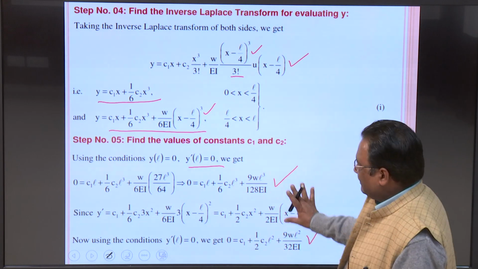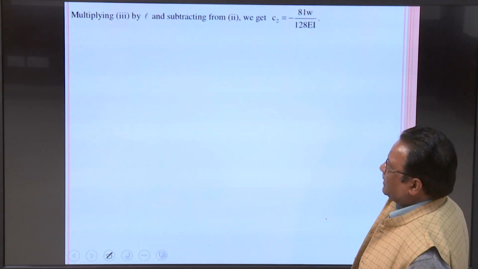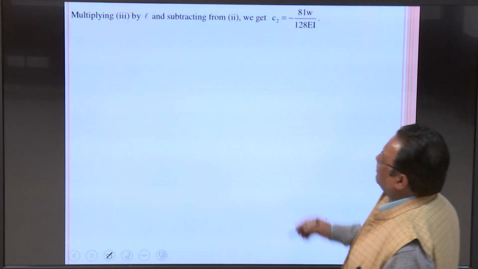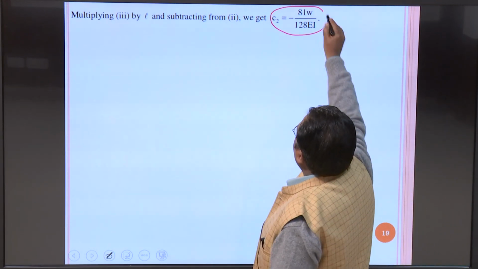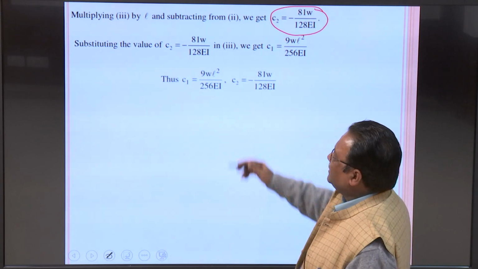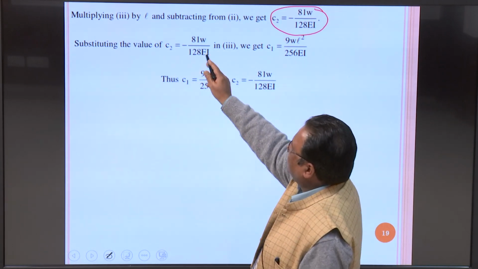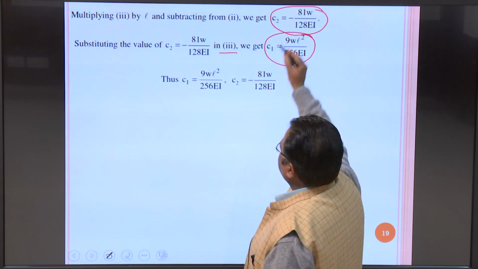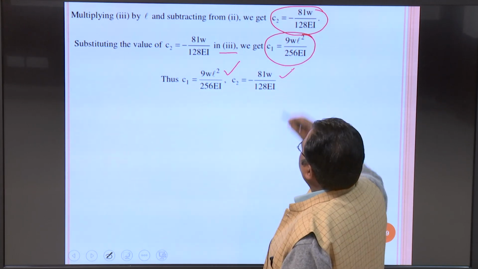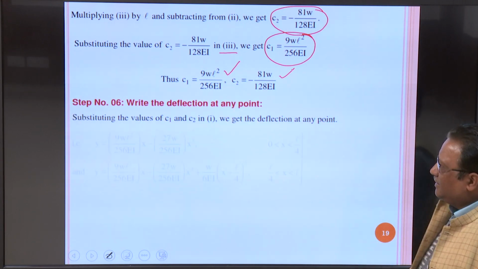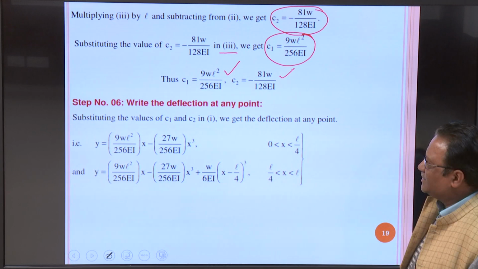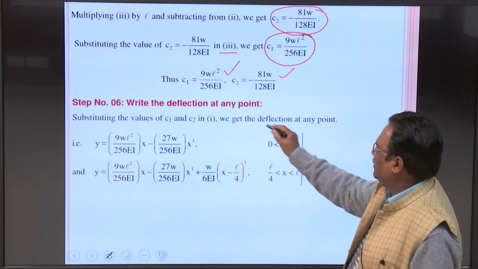ठीक है. और उसके बाद आपने C1 और C2 की वैल्यू को evaluate करना है. कैसे evaluate करना है? Multiplying third by L and subtracting from 2, we get the value of C2. And similarly, substituting the value of C2 in the expression of third, we get the value of C1. So C1 is this, C2 is this. Then write the deflection at any point. So substitute these values of C1 and C2 in 1, we get the deflection at any point.